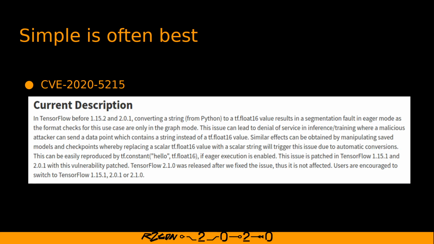A word of caution is that sometimes simple is best. So what you see is that up until those versions listed, you could crash TensorFlow and lead to denial of service attack if you chose to use this in production to classify your binaries. So you could pass a string where a float 16 was expected and then lose your process. So a straightforward method has less complexity and less moving pieces, and so sometimes it's best to stick to simple things.